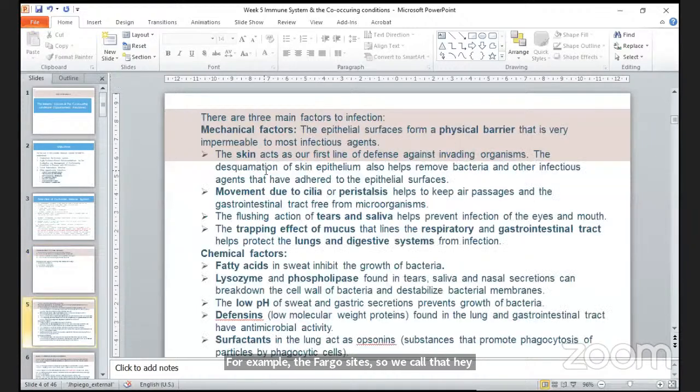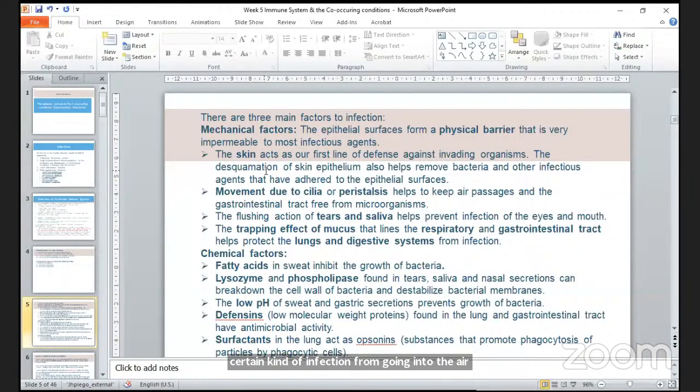As for the components, they are well described here. We have the mechanical factors. You can see the skin, the presence of cilia, and peristalsis that can help flush out certain microorganisms from the alimentary canal or gastrointestinal tract. We have the tears and the saliva. All these things are antiseptic, and they help us in one way or the other to reduce chances of infection. The mucus also plays an important role by trapping certain kinds of infection from going into the airways.